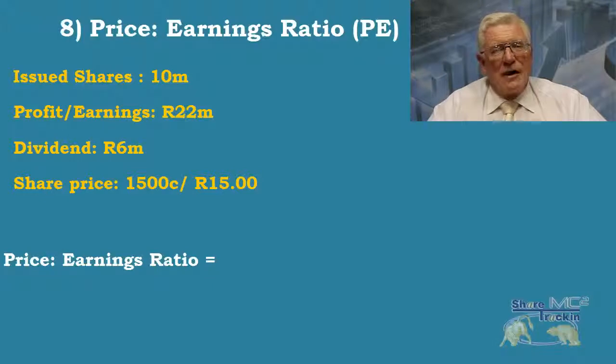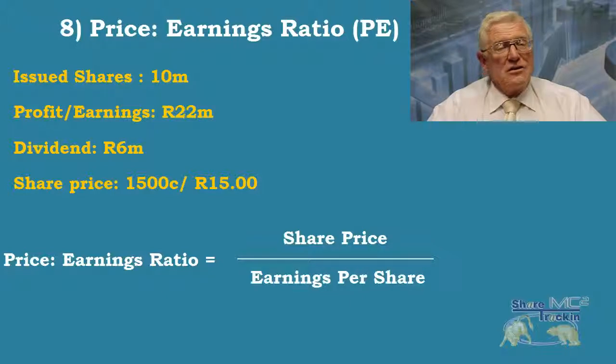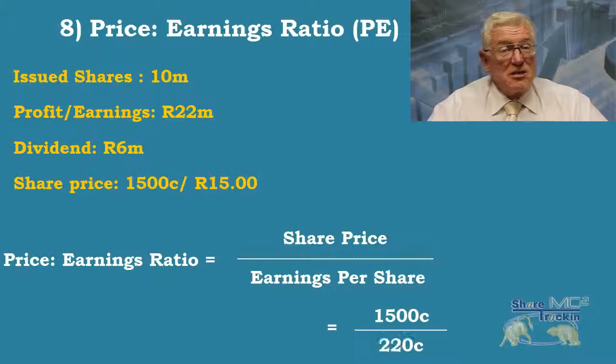Then finally, we have the price-earnings ratio. Now this ratio is the reciprocal or the inverse of the earnings yield. So whereas with the earnings yield, we take the earnings per share and express it as a percentage of the share price, with the price-earnings ratio, we take the share price and divide it by the earnings per share. So in our example, the price is 1,500 cents and the earnings per share is 220. So if we divide the 1,500 cents by the 220, we get 6.8.